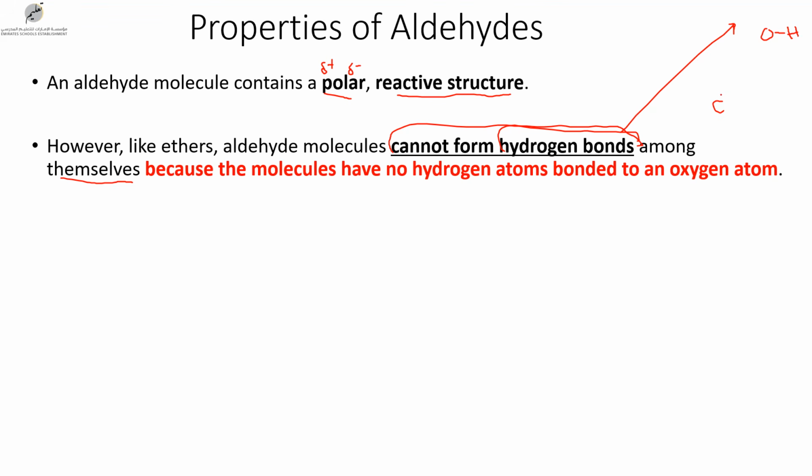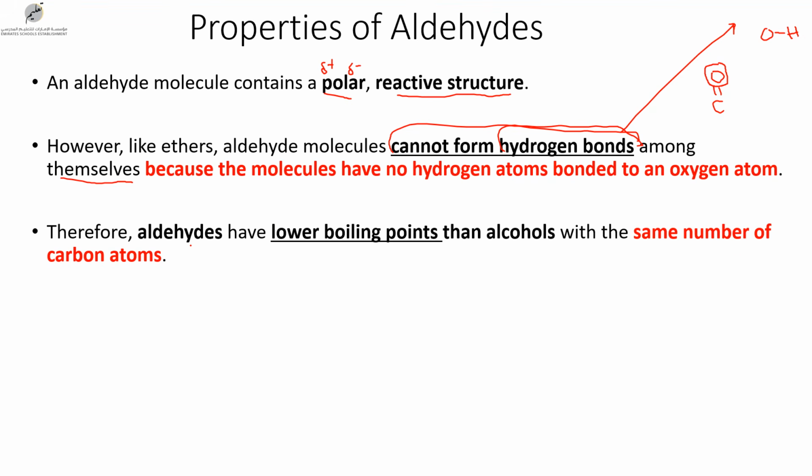لكن in aldehydes, the oxygen is not bonded to H, so it cannot form hydrogen bonds between itself or among its molecules. That's why they have lower boiling point. Why? Because they cannot make hydrogen bonds with each other. Okay? عندهم lower boiling point, درجة غليان أقل من alcohols with the same number of carbon atoms.